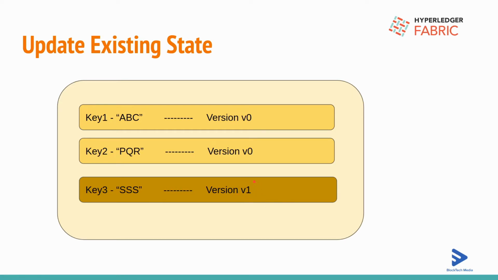And whatever the second transaction we have added just now, that will get added into the blockchain. So it means in the actual blockchain there would be two transactions, and in the current state database we will have the latest state of that asset, that is key 3 with the latest value SSS. I will show you practically. Let's jump into the VS Code.